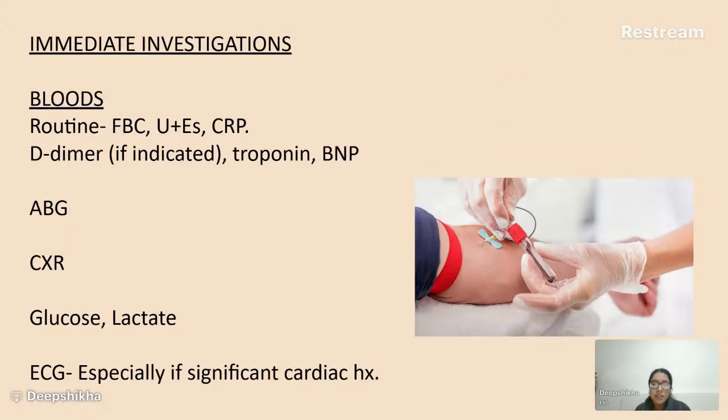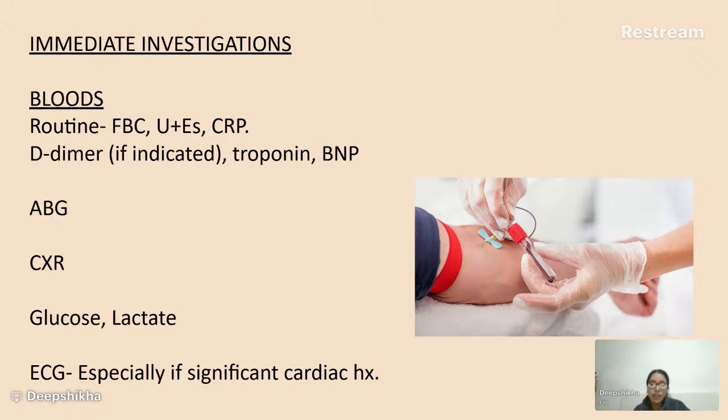Immediate investigations: bloods, routines, FBCs, U&Es, CRPs, depending on what you're thinking. D-dimer, if you're suspecting a pulmonary embolus. Troponins, if you're suspecting cardiac causes, acute ACS. Or BNP, if you're thinking pulmonary edema as a result of heart failure. ABGs, chest x-rays, glucose, and lactate.